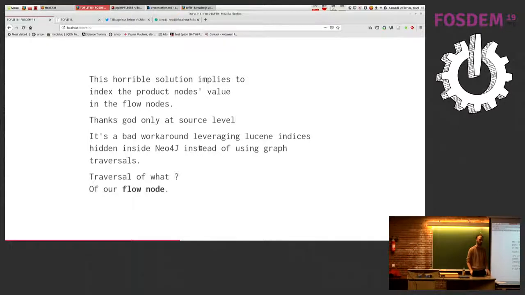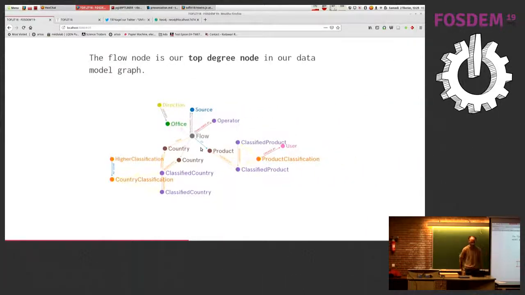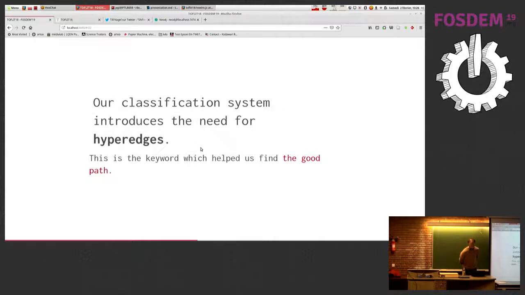The problem was our flow node. We couldn't go through the flow node. When we were doing this, we had Cartesian products. That's bad. This flow node is actually our top degree node in this schema. That's the central point. If you want to use classification to go there in the flow and use another one there, you have to go through it. We didn't find a way. Till I realized that what we needed, what is this node?